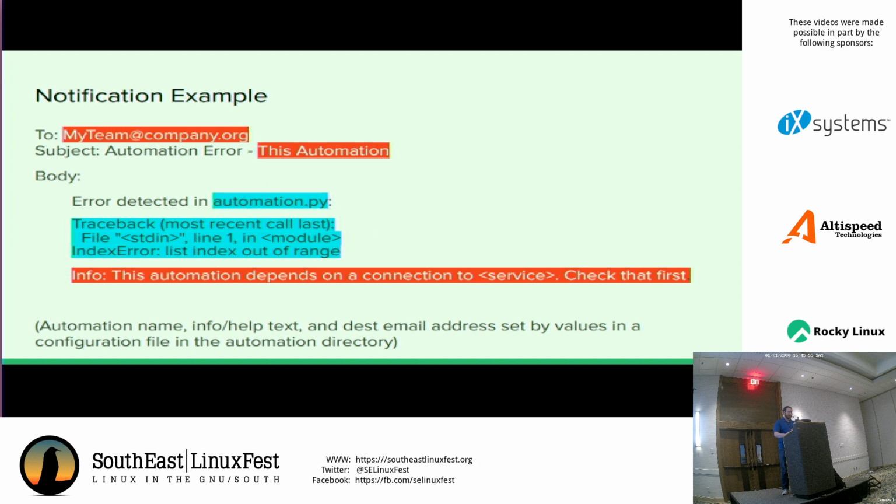So here's an example of an error email that I would receive from one of my automations. The items highlighted here in red are read by the monitoring scripts from the configuration file in the automation folder. So that's the destination email, the friendly automation name in the subject, and then some help text to assist with the debugging. So this automation depends on a connection to whatever. Check that first.